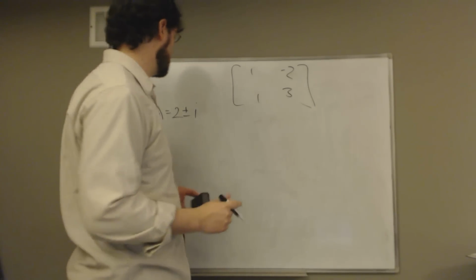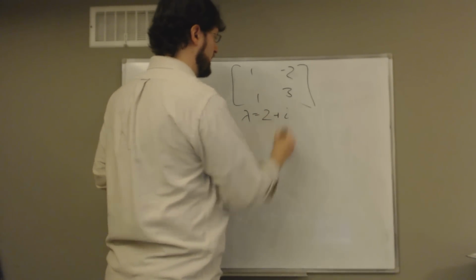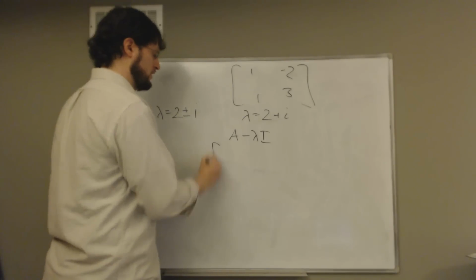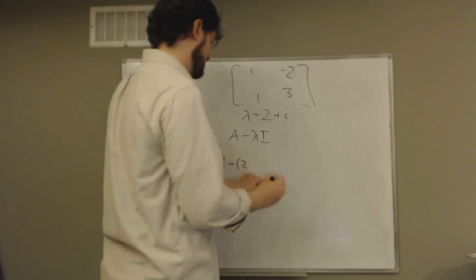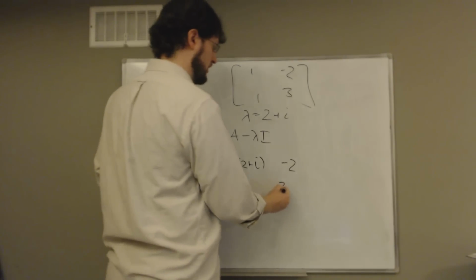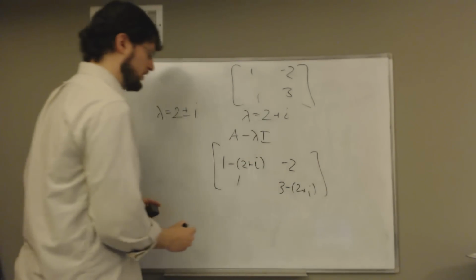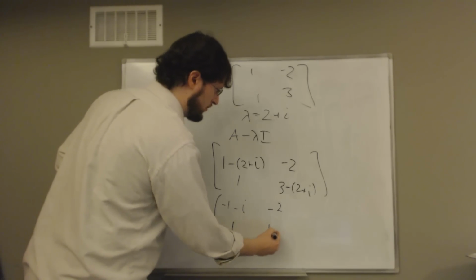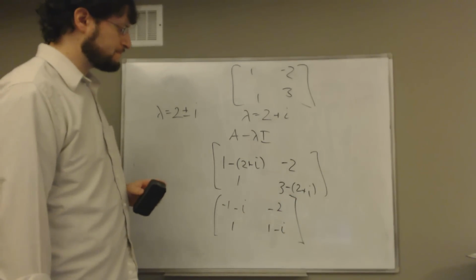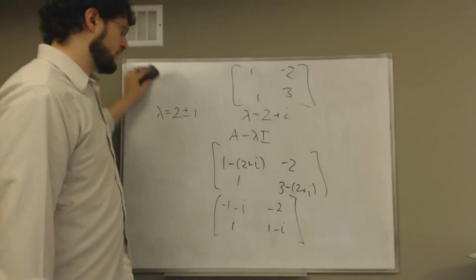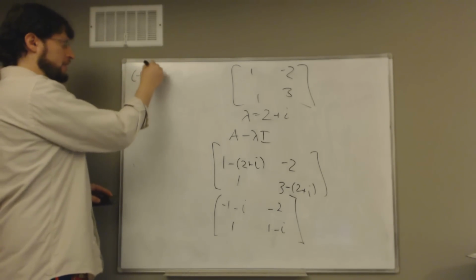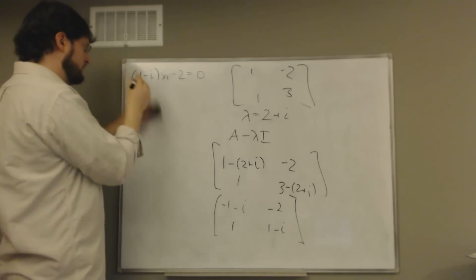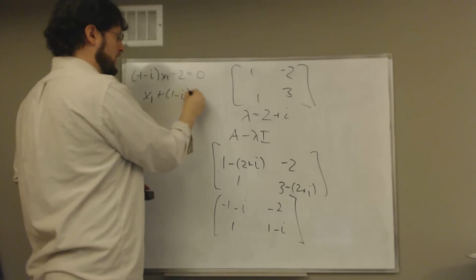So let's find our eigenvectors as well. Let's start with lambda equal 2 plus I. If I start with 2 plus I, and I look at A minus lambda I, what I get is 1 minus 2 plus I, minus 2, 1, 3 minus 2 plus I, which is minus 1 minus I, and 1 minus I. If we convert this to a system of equations, it becomes minus 1 minus I, x1, minus 2 x2 is 0, and x1 plus 1 minus I, x2 is 0.